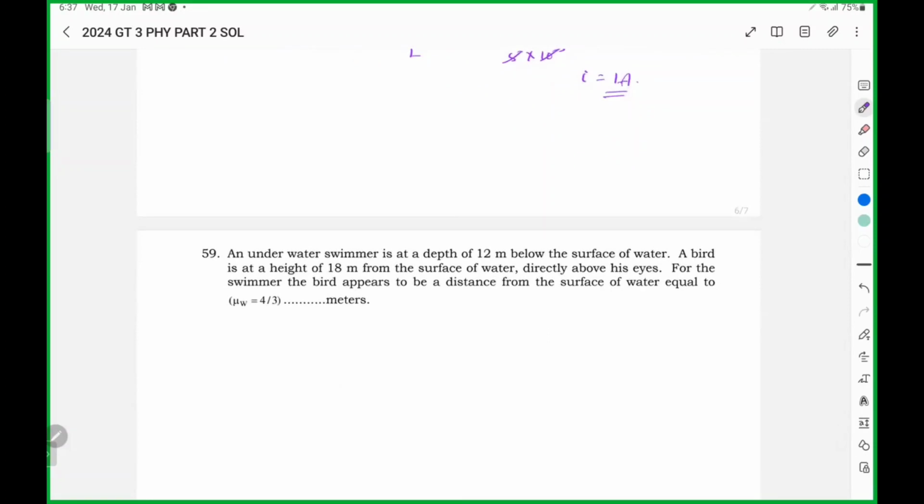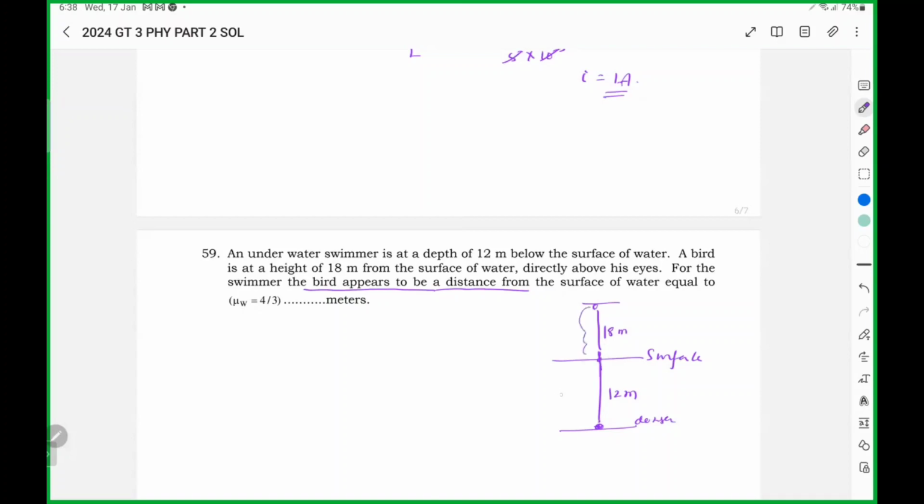Underwater, a swimmer is at a depth of 12 meters. A bird is at a height of 18 meters from the surface. For the swimmer, the bird appears to be at what distance? So when he observes from the denser medium, till here there is no change.